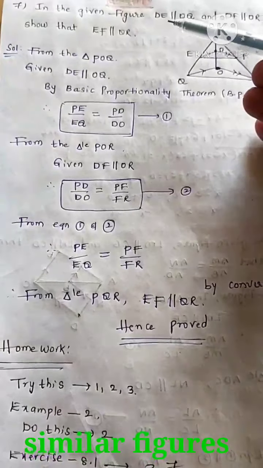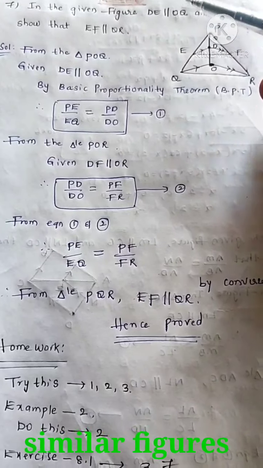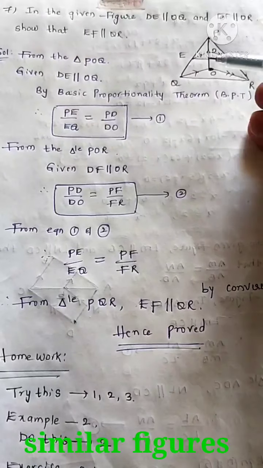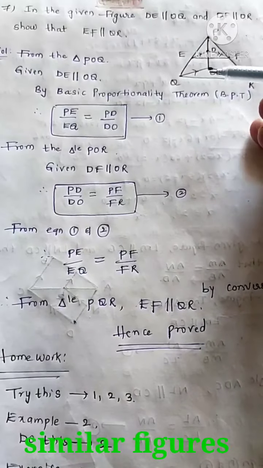First, where DE parallel to OQ is possible, you can observe the diagram carefully. See DE, where is DE? See, this is DE. DE is parallel to OQ.